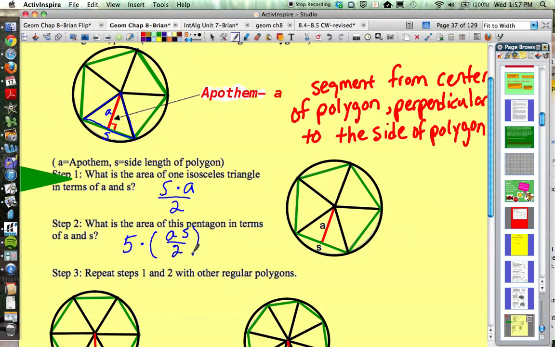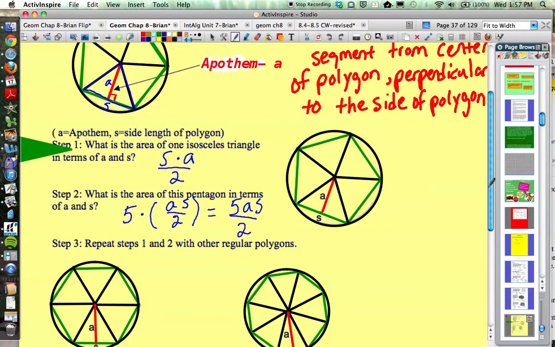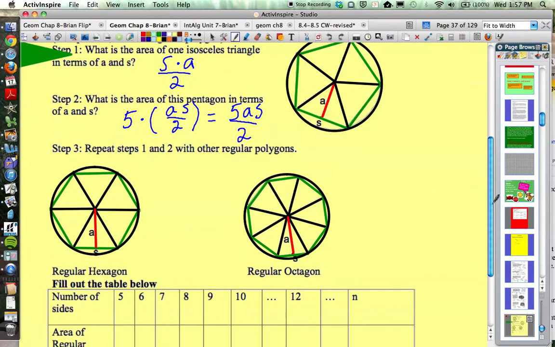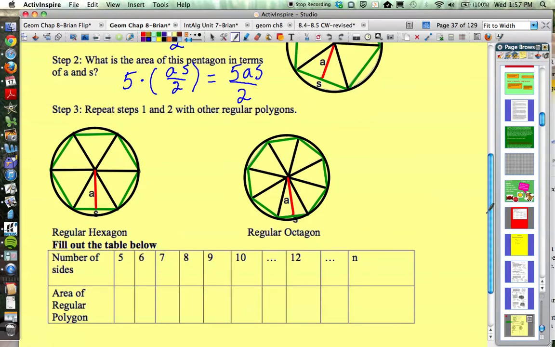And so the grand total area would be 5 times A times S divided by 2, because there's 5 of those triangles, so that's how it would work out. Now you could actually state this as a decimal, which should be 2.5 times A times S. But we're going to leave that 5 times A times S divided by 2. So let's see if we can figure that out for the shape down here. Count the number of sides here.